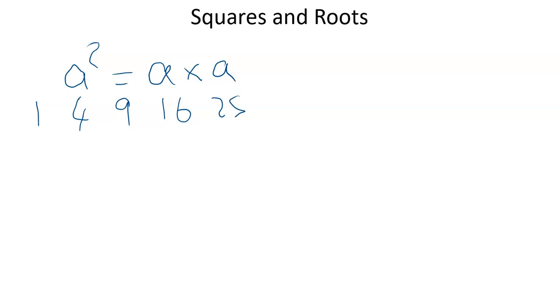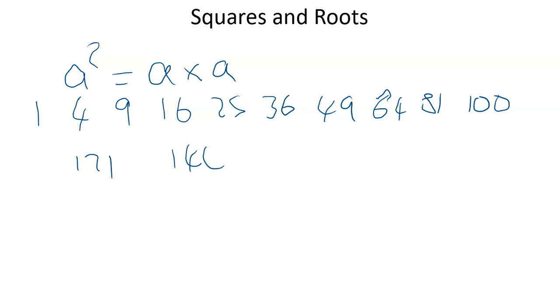5 5s are 25, 6 6s are 36, 49, 64, almost missed one out then, 81, and 100. That gives you the first 10, and then 121 is 11 squared, 144 is 12 times 12, 169 is 13 squared, 196, and 225. And I really do recommend you memorize these because they're quite useful just to have in your head, just to sort of recognize, there's a square number in this. That means I can do something that I wouldn't be able to do if it wasn't a square number.